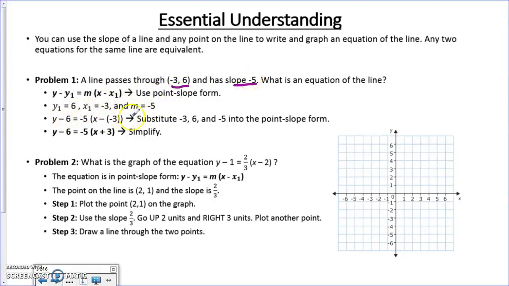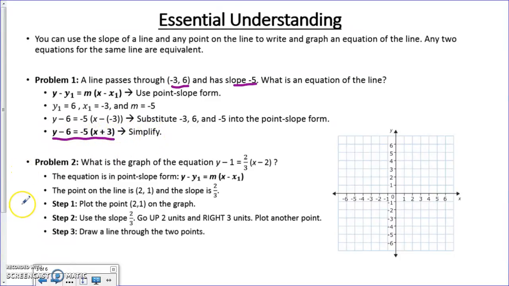So substitute all those numbers in. Keep in mind where the minus and the negative signs are. y minus 6 equals -5 times x minus, and x1 is -3. And then you simplify. y minus 6 equals -5 times x plus 3.